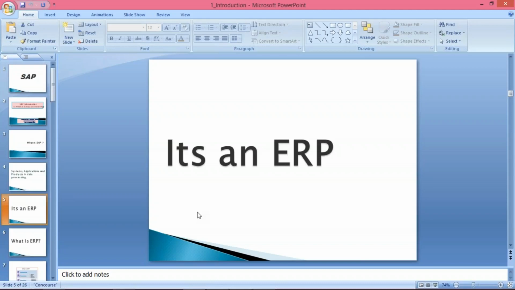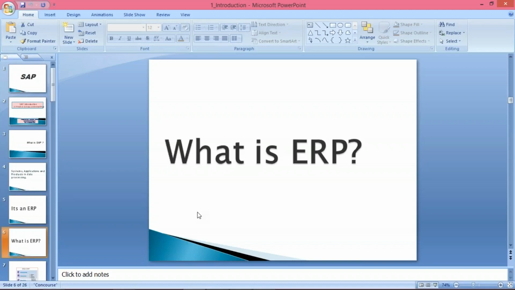SAP is an ERP. But again, now we have another confusion: what is this ERP then? Because if you are able to understand ERP, then only you can understand SAP. If somebody asks what is SAP, you have replied it's an ERP. But if we don't know what this ERP is, then again the definition is incomplete. So now we'll learn about ERP. Once we come to know about ERP, automatically we can understand what this SAP is. So the question is, what is ERP?